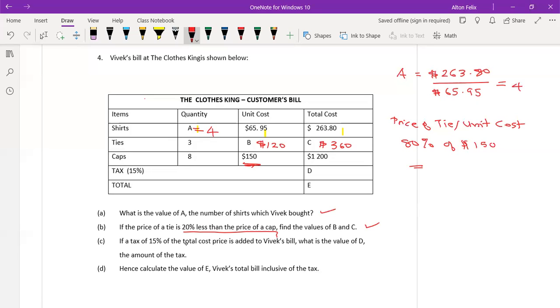So we're going to work out his total, the total cost for these 3 items, 1, 2, 3, and then we're going to add the 15% tax and work it there. Right, so again, the calculator comes in handy here. All right, so let's do that. His total cost is 263.80. Add 360. Add 1200. 1823.80.